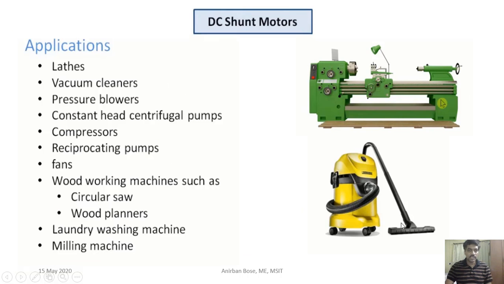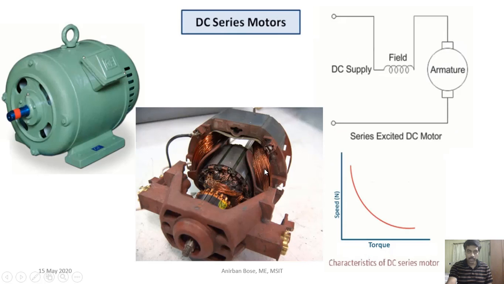It has wide application because of its constant speed characteristics. For example, it can be used in lathes, milling machines, vacuum cleaners, pressure blowers, compressors, and reciprocating pumps. Also in woodworking machines such as circular saws, wood planers, and laundry washing machines. So these can be used.